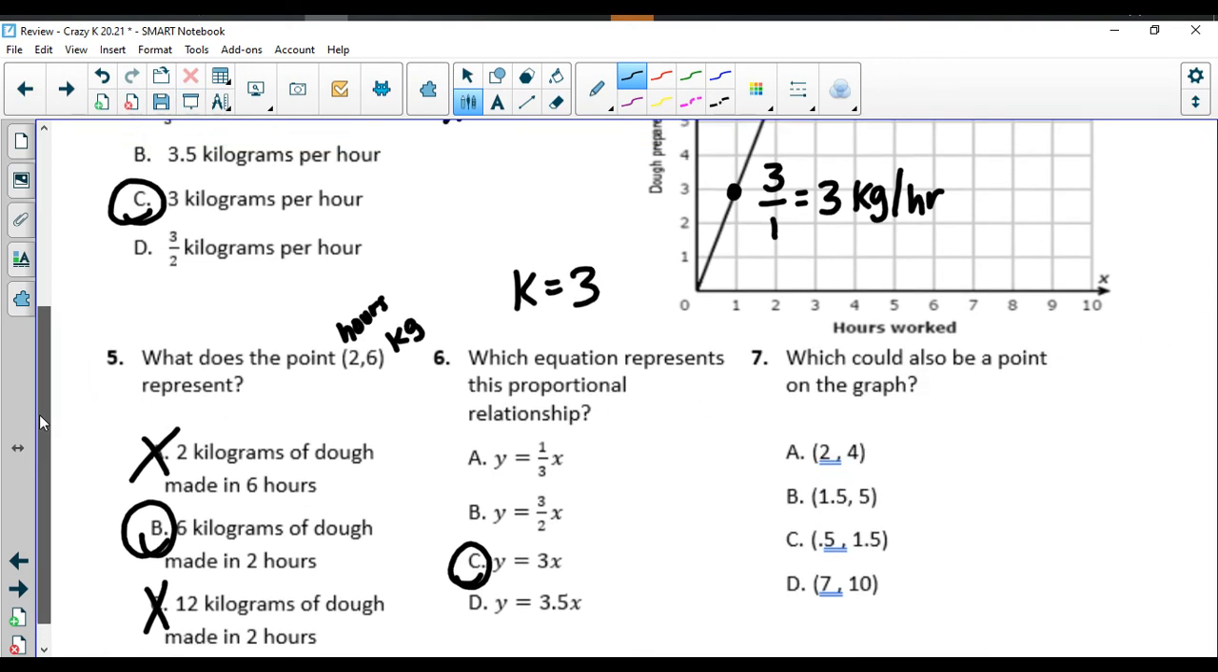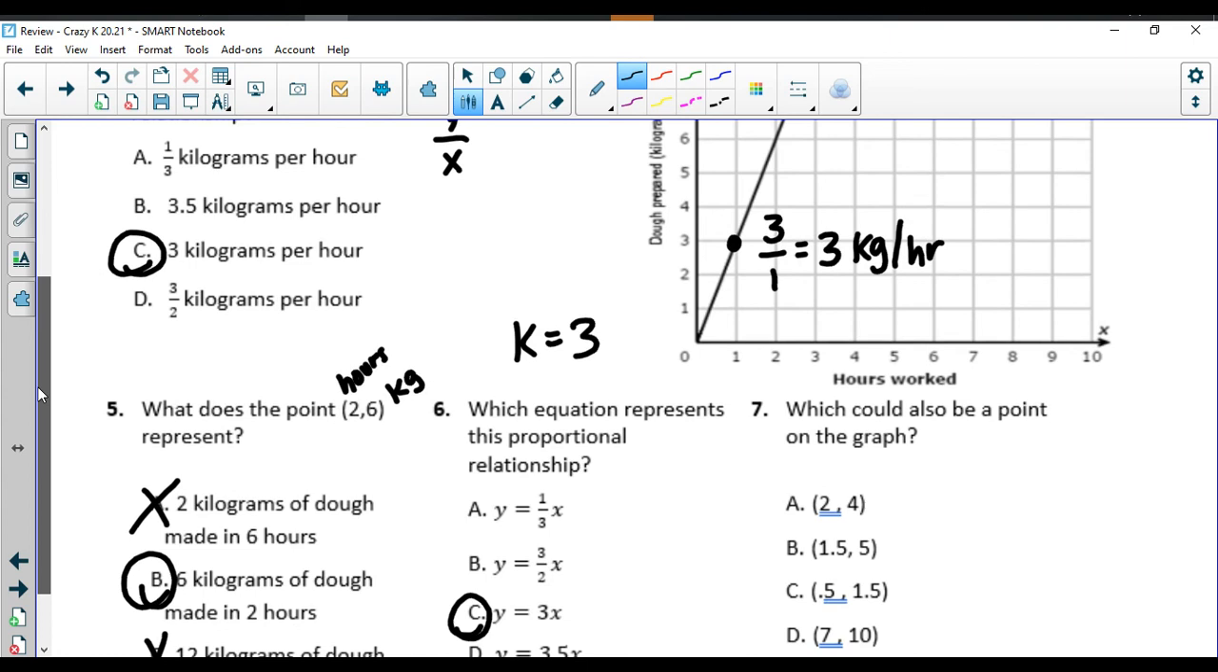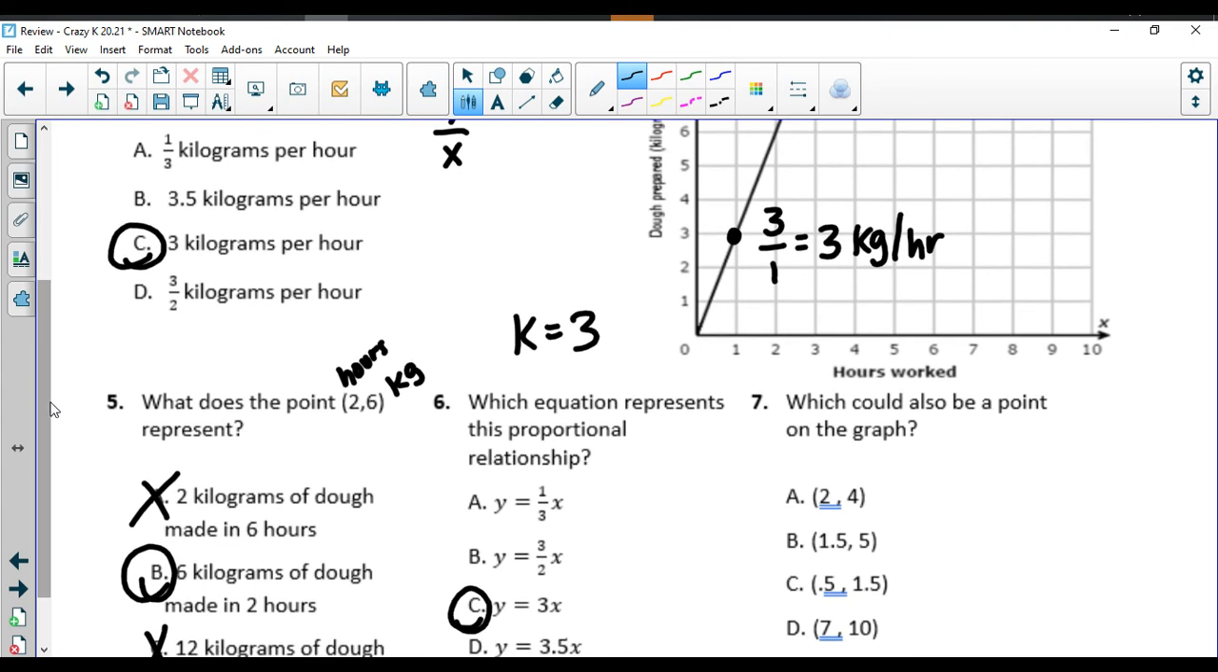Final question relating to this graph, which could also be a point on the graph. Remember, the K value would have to be the same. So for the first one here, we would have 4 divided by 2, which would give us a K value of 2, which is not correct. 5 divided by 1.5 would give us a K value of 3.3 repeating, which is not correct. 1.5 divided by 5 does in fact give us 3, so that's one. And let's just real quick check 10 divided by 7, which actually gives us a K value of 1.42, and so on. So the correct answer choice here is C.